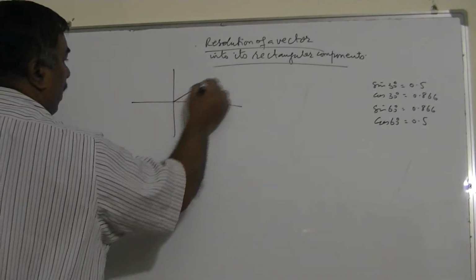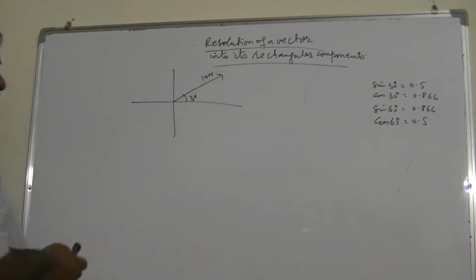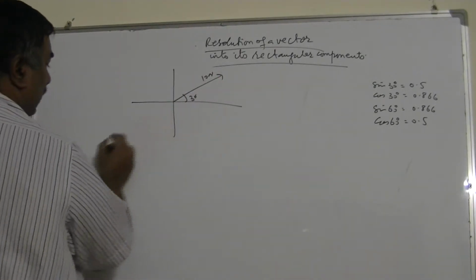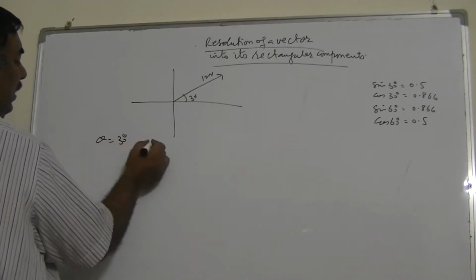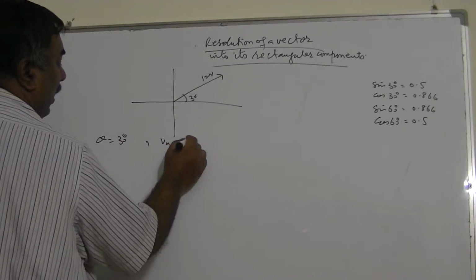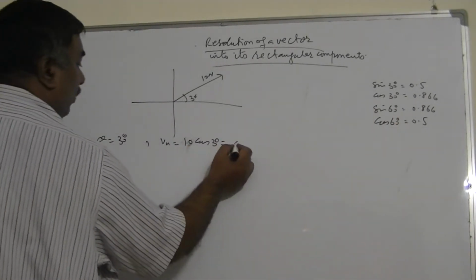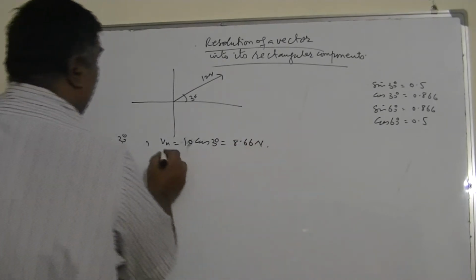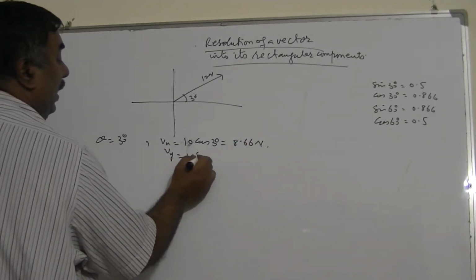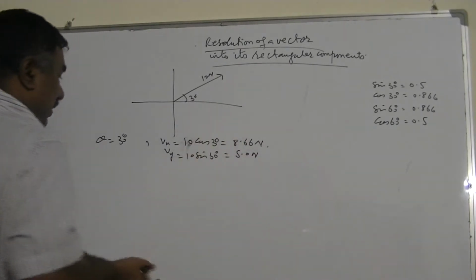Suppose this is the 30 degree angle and this is the 10 Newton. The general angle is again 30 degree. So Vx is equal to V cos theta, or Vx will be 10 cos 30. Cos 30 is 0.866, so it will be 8.66 Newton, and Vy will be 10 sin 30. Sin 30 is 0.5, so it will be 5.0 Newton. This is the general method.